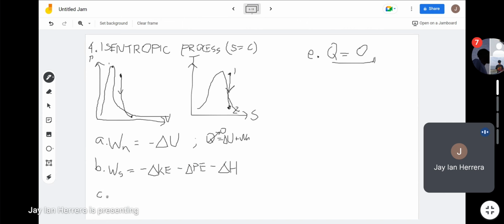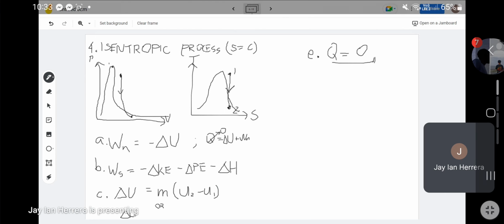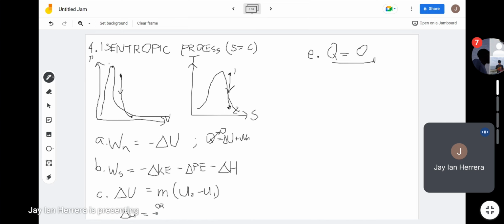Okay. Next is our delta U. Okay. So bukod sa delta U natin is equivalent to negative work done flow, it is still our general formula for delta U: U2 minus U1. Ayun nga, delta U could be negative work flow kung given kaagad sa work flow.